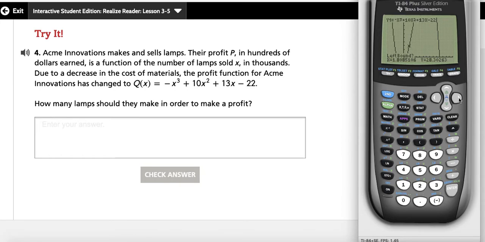Right bound, left, oh, I didn't click enter. Left bound, enter. Right bound, enter. Guess. Looks like one of the zeros is at 1.